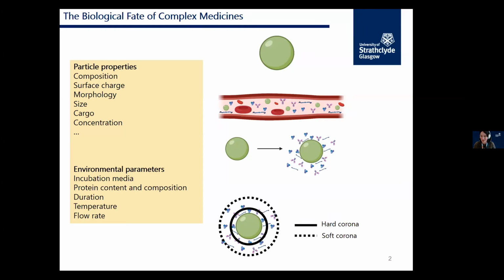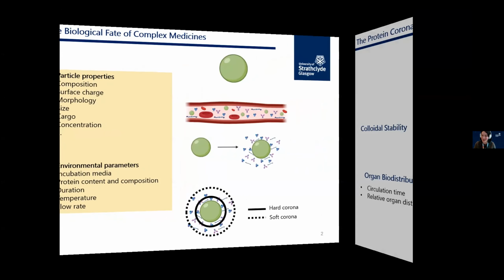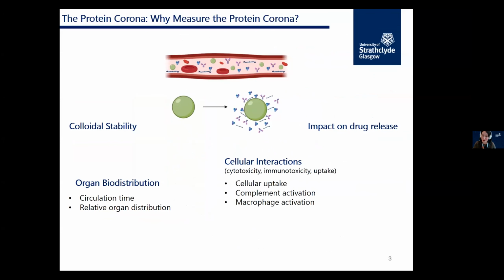So having given a little bit of an overview and a whistle-stop tour on what the protein corona is, why should we care and why should we perform measurements of the protein corona? The protein corona has a fundamental impact on the biological and chemical properties of a particle. And from what we understand in the literature in terms of in vivo findings and preclinical studies, it can have an impact on interactions with cells.